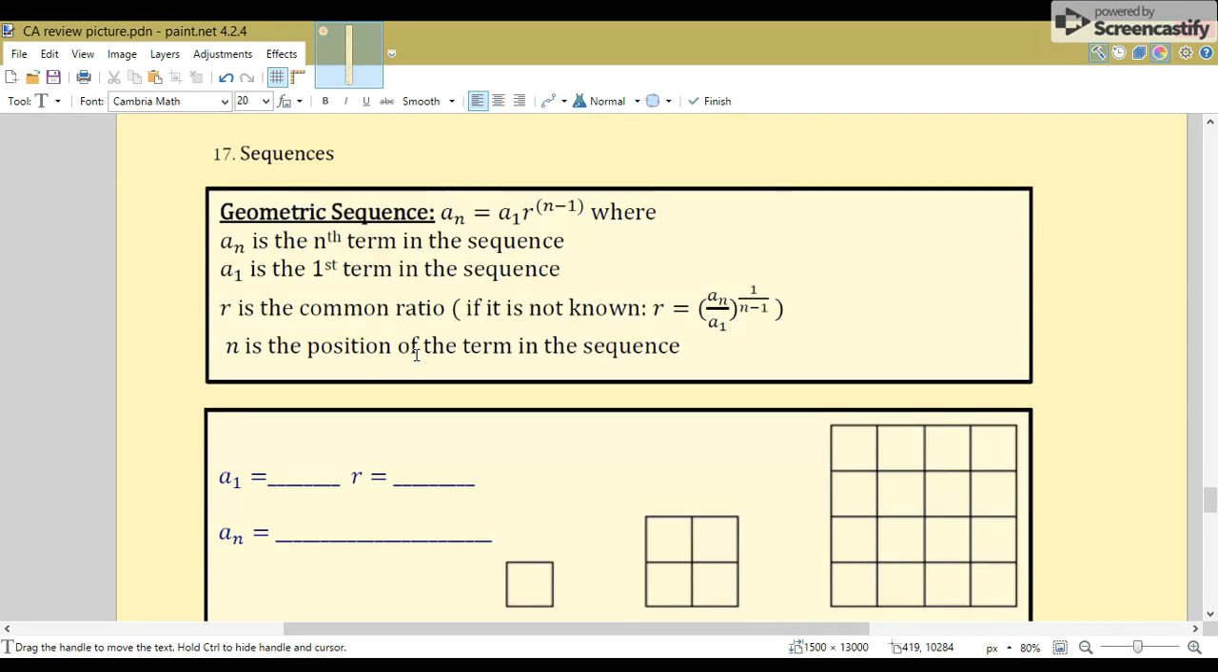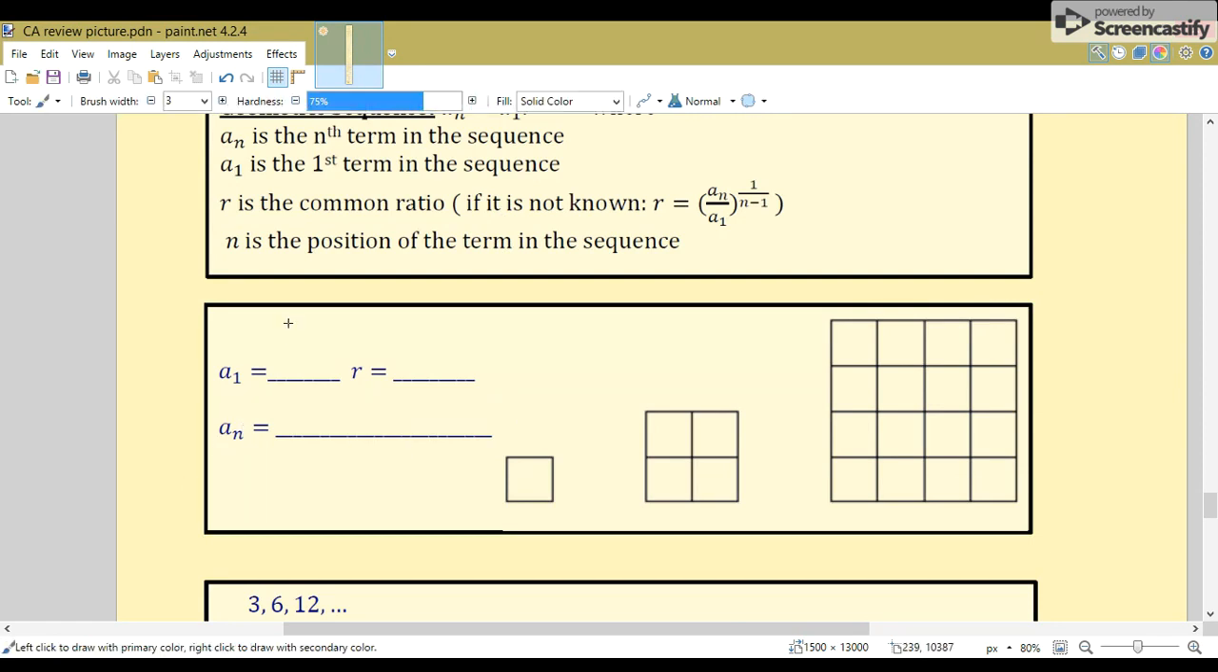Number 17, sequences. Geometric sequence. A of n equals A of 1 times r to the n minus 1 power, where A of n is the nth term of the sequence, and A of 1 is the first term of the sequence. R is the common ratio. That's what you multiply or divide each time to get the new number. N is the position of the term in this sequence.